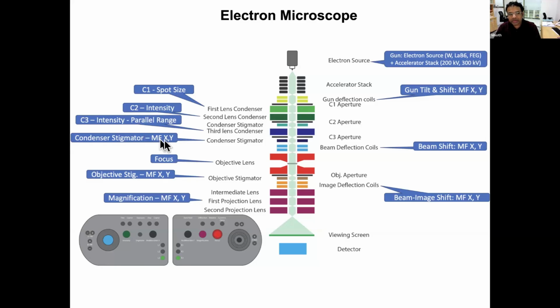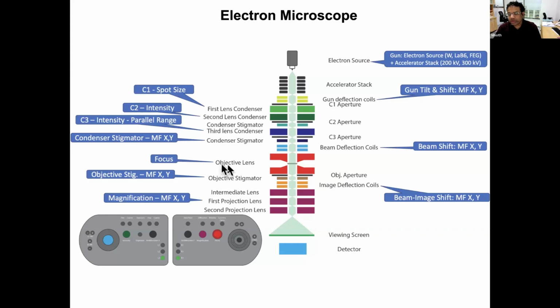There are stigmators, which are magnetic or electromagnetic coils that shape your beam. So if you have some astigmatism, you can correct it using condenser or objective stigmators, which are controlled here on the panel using multifunction X and Y. And you focus using the objective lens, so you need to get contrast. The samples we work with are all light elements, so if you want to see them, you need a little bit of contrast.